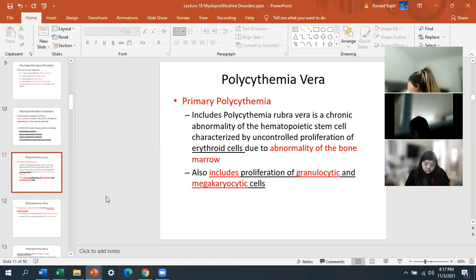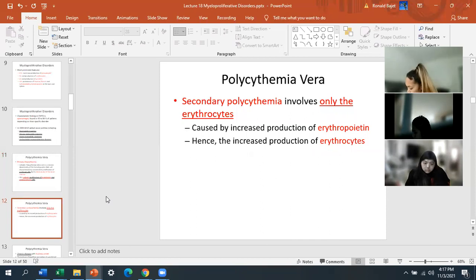As opposed to secondary. Secondary polycythemia will only involve erythrocytes. So primary is 3, granulocytes, platelets, and red blood cells. And secondary is red blood cells or erythrocytes only. So in secondary polycythemia, we have overproduction of red blood cells, correct? And that's because we have increased production of erythropoietin. Remember what erythropoietin is, right? Erythropoietin is made in the kidneys, and erythropoietin stimulates the production of red blood cells.